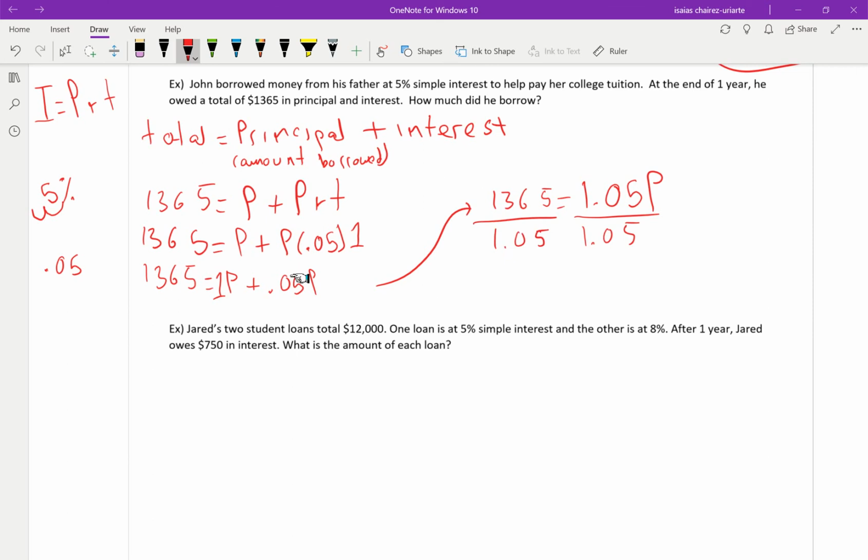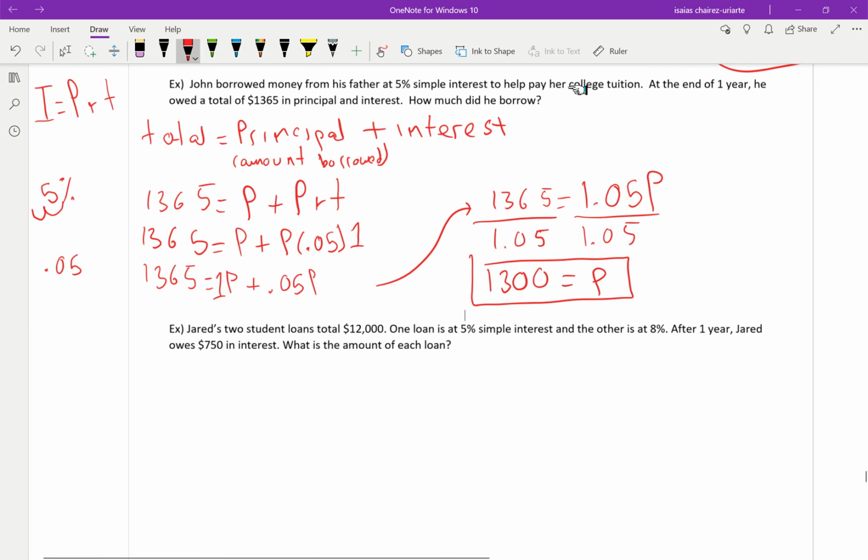1,365 divided by 1.05. I'm using my calculator right now, and I get $1,300. That's how much John borrowed from his dad. Now, will he pay his dad? Who knows? That's another question. Okay, so hopefully that's okay. Hopefully you have a good understanding of this problem here.